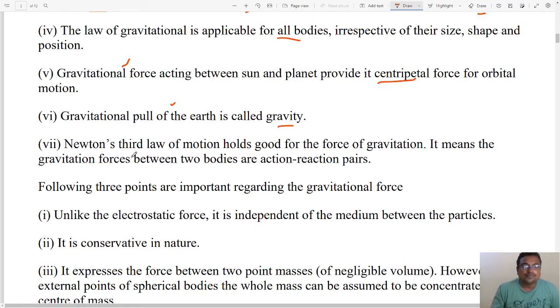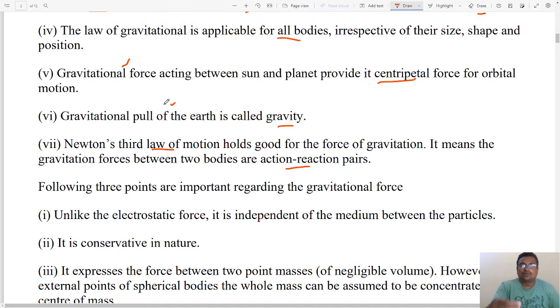So now, about Newton's third law of motion. What is Newton's third law of motion? For every action there is an equal and opposite reaction. This holds good for the force of gravitation. It means gravitation between the two bodies is action and reaction: this body attracts that body, and that body attracts this body. So for every action there is an equal and opposite reaction. You see the rocket: the gases are coming down and the rocket moves upward. So gases coming down is an action, the rocket moving up is a reaction. That is Newton's third law.